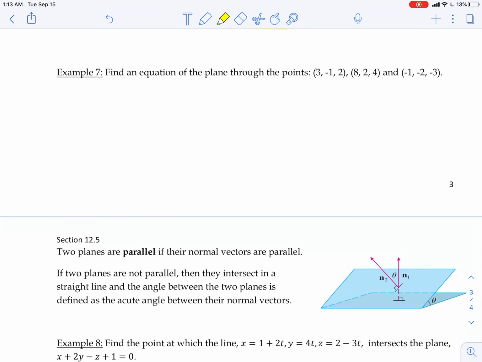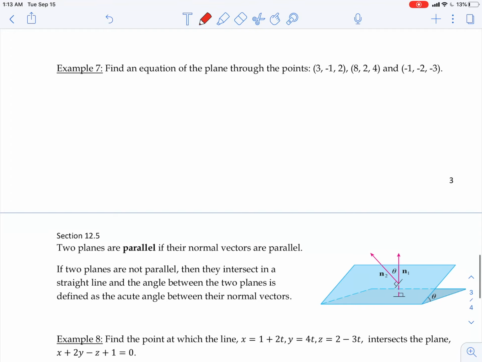All right, one more where we're going to find an equation of the plane through the points 3, -1, 2, 8, 2, 4, and -1, -2, -3. So it's great in the fact that I can choose any of these points to be my initial point, and I'm going to use P, but let's call these points P, Q, and R.